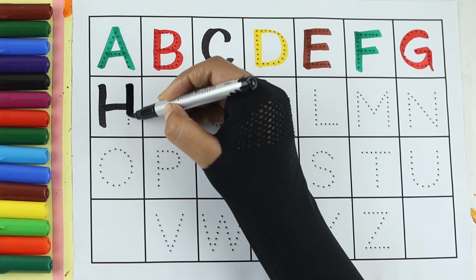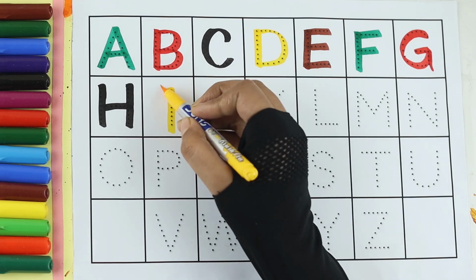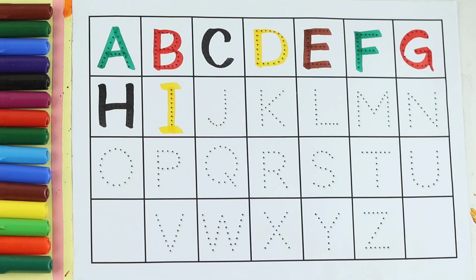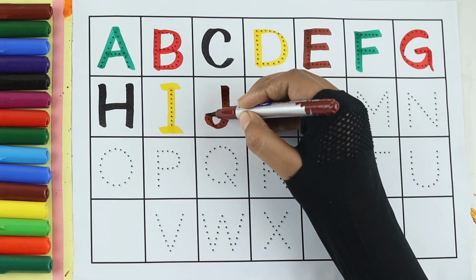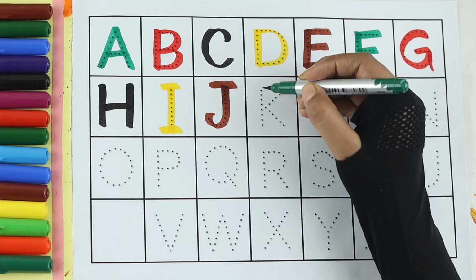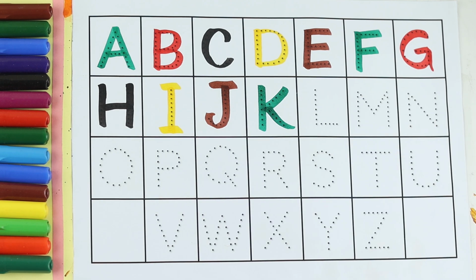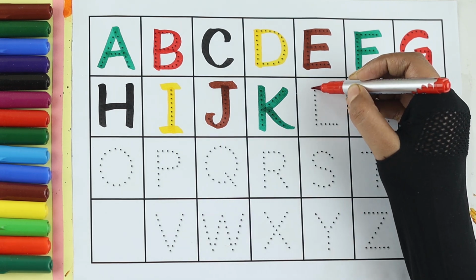H for hen. Yellow color. I for ice cream. Brown color. J for jug. Green color. K for kite. Red color.